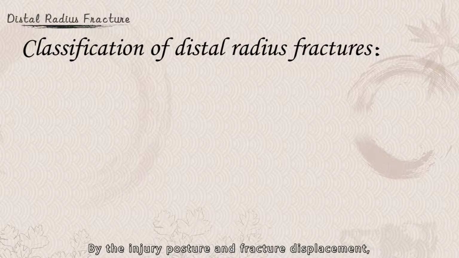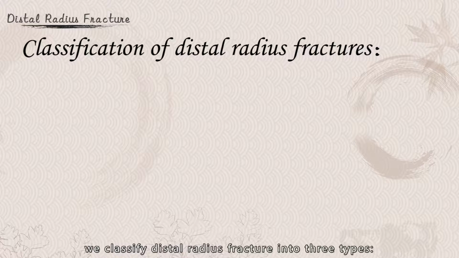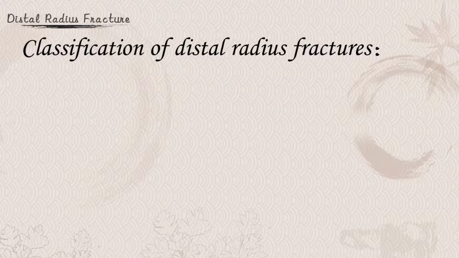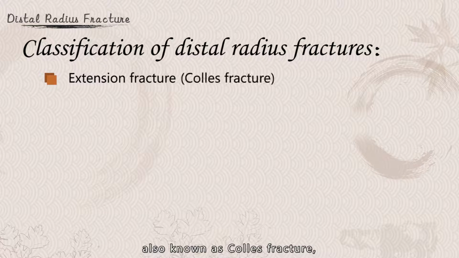By the injury posture and fracture displacement, we classify distal radius fracture into three types. First, I will introduce two common fractures. The first is extension fracture, also known as Colles fracture, which is the most common fracture.